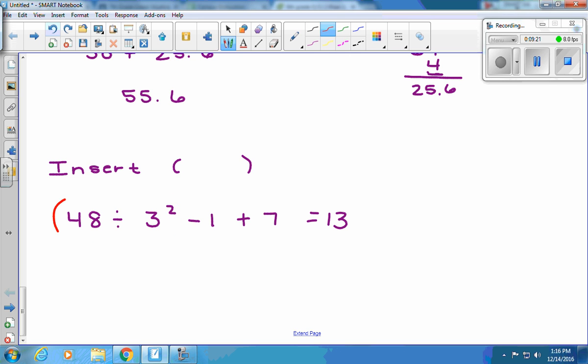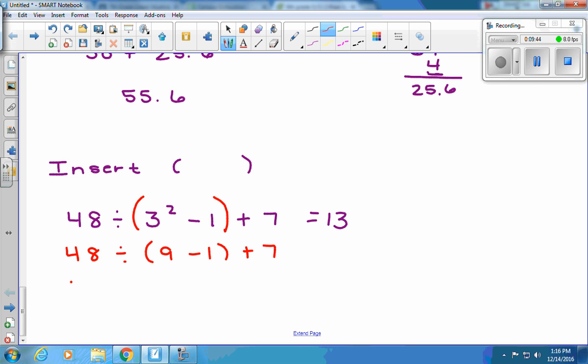So I'm going to erase my parentheses. So now, for my own sake, I'm going to put it around the next 2 numbers. Again, it's a guess and a check. So now I have 48 divided by, what is 3 squared? 9. And I could say minus 1 plus 7. The problem is I have to do a lot of work to figure it out.